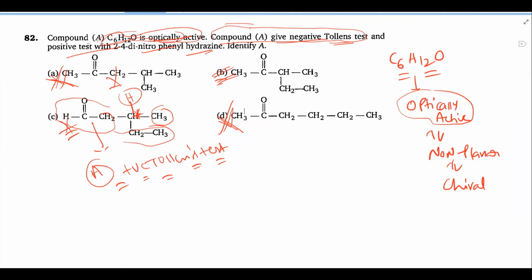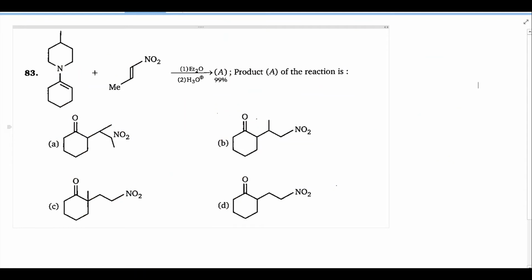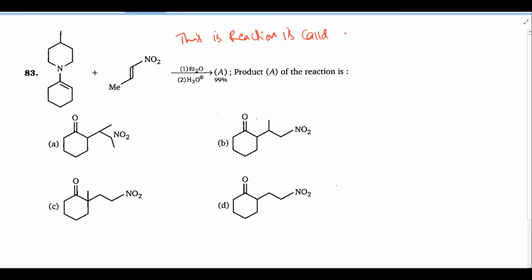Question number 83. This reaction is called the Stork enamine reaction, one of the important name reactions. There will be a mechanism.